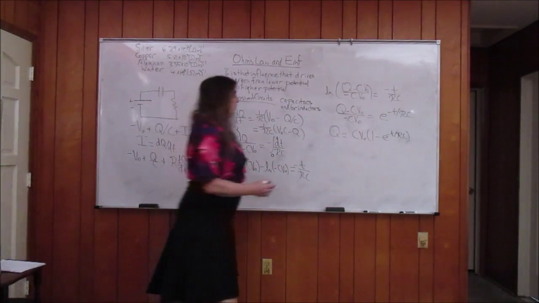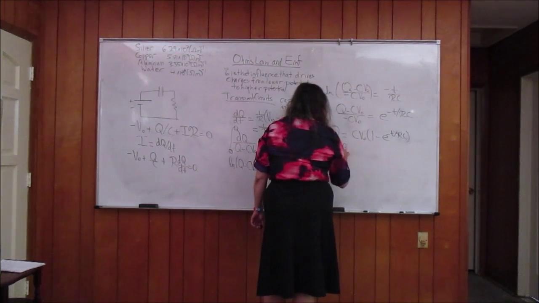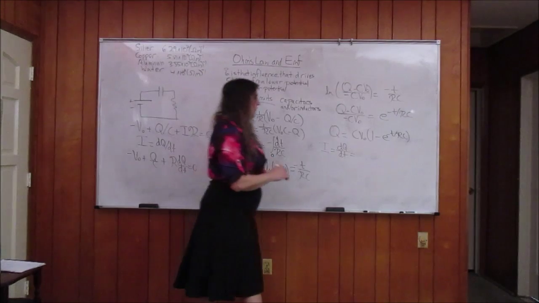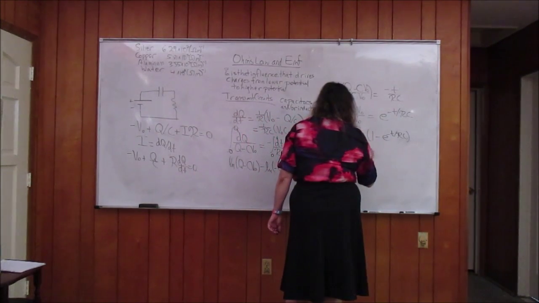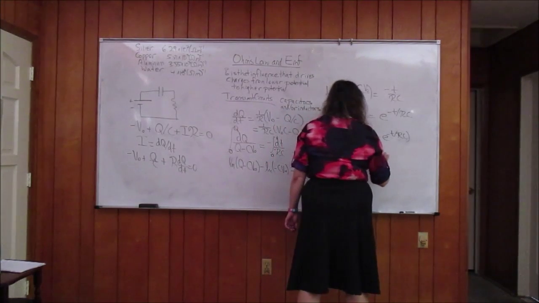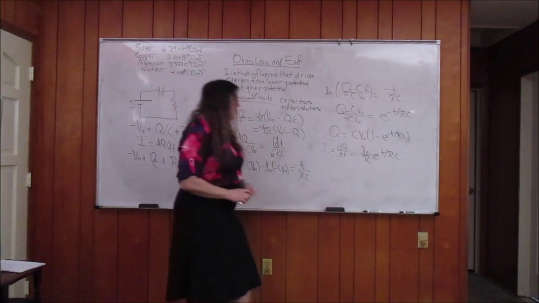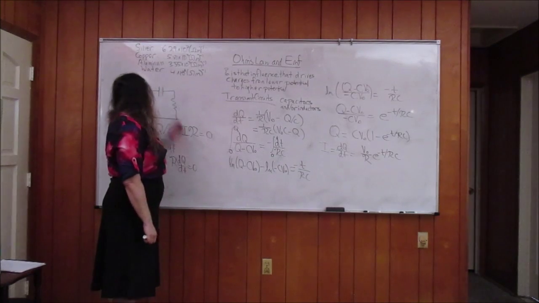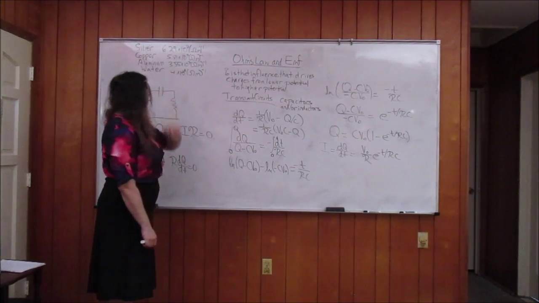I want to figure out what current flows. That's just dQ by dt. First term just differentiates to 0, it's a constant. And the second term we wind up with V naught over R e to the minus t over RC. So again, as time goes to infinity, the amount of current that flows goes to 0. So basically what happens is once the capacitor is charged up, no more current flows.